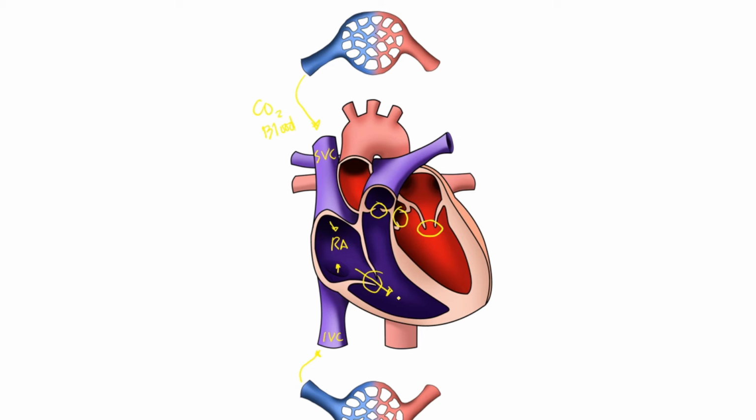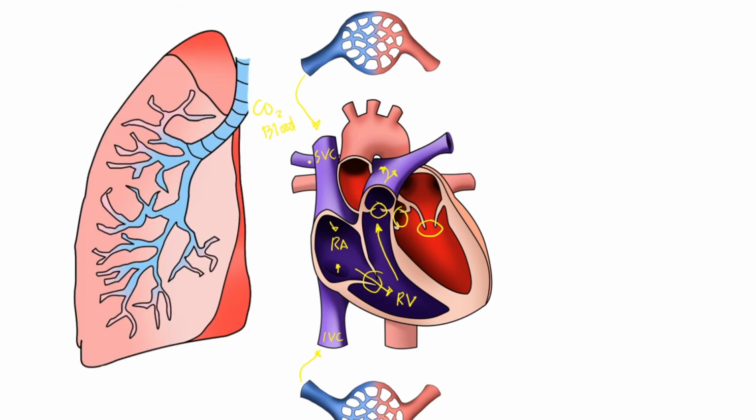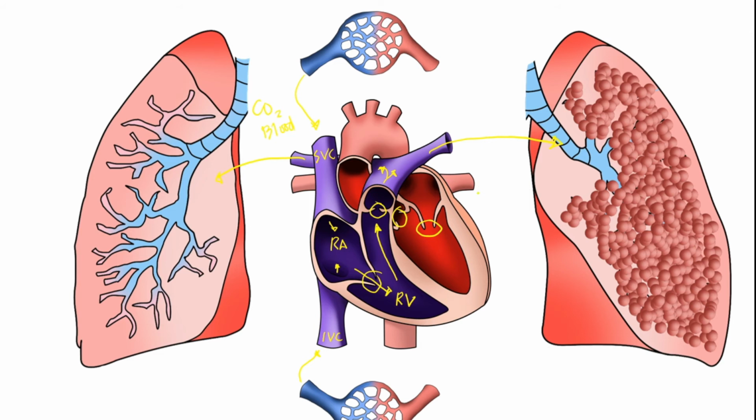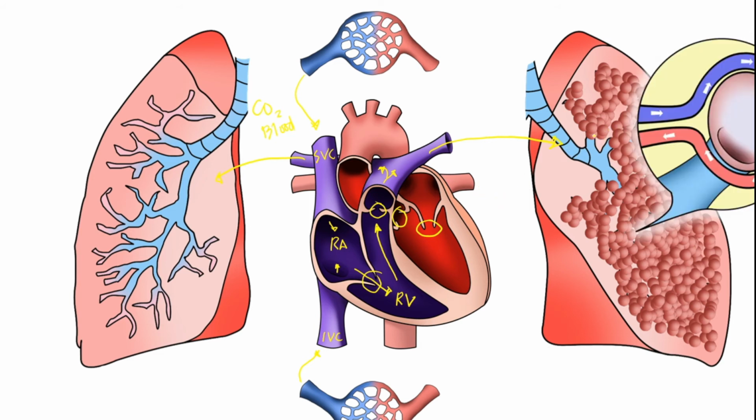Now, the deoxygenated blood which passes through this tricuspid valve is now in the right ventricle. Blood is then pumped out, passing through a pulmonary valve, this right here. It continues to flow in these pulmonary arteries until it reaches the right and the left lungs. Inside the lungs, this deoxygenated blood reaches further the capillaries that surround an alveolus.